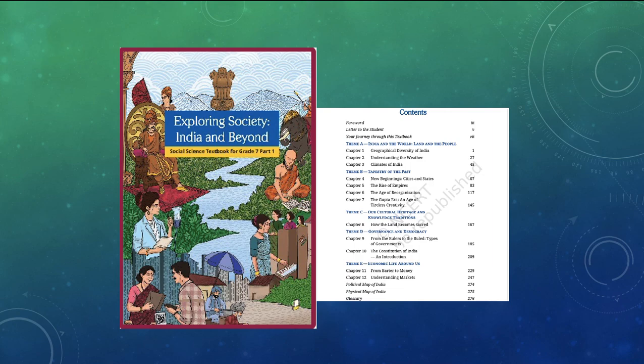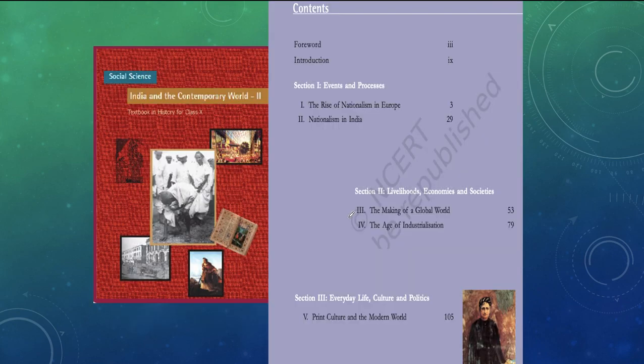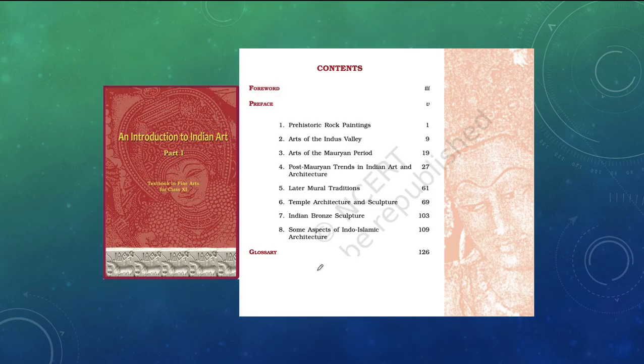And coming to the 7th standard Exploring Society, India and Beyond, in this Theme C, chapter number 8 can be covered. Then coming to the 10th standard NCERT, India and the Contemporary World 2, you need to necessarily cover only chapter number 5, Print Culture and the Modern World, where the literature segment has been given in a very good manner. You need to make notes out of it to effectively revise and remember for the examination.